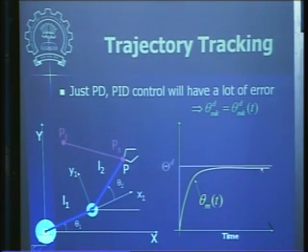Now what is happening in the tracking case? This theta d is no more a constant. It's actually varying. This theta is actually varying. So for this motor response to catch up with theta d in very short time is not possible. So just PD or PID kind of a control will not work because of this reason.